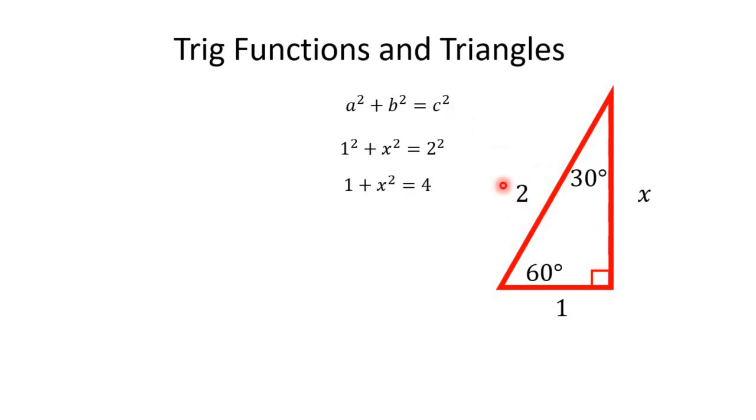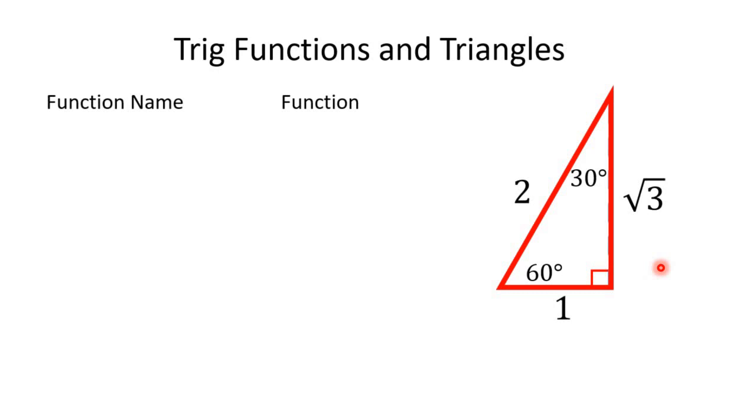We go ahead and we square both. We get 1 squared plus x squared is equal to 4. And then we subtract 1 from both sides to get x squared is equal to 3. And then we can go ahead and take the square root of both sides of this equation. We'll get x is equal to either positive or negative square root of 3. But we're talking about the altitude of this triangle, so that's equal to the positive square root of 3.